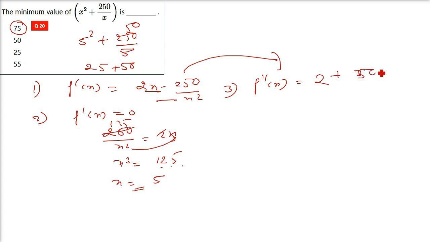So when you double differentiate this, this is x cube, and you have to replace now x by 5. So 2 by 500 divided by 5 into 5 into 5, which is 125. 500 divided by 125 is going to be 4. So 4 plus 2 is 6.